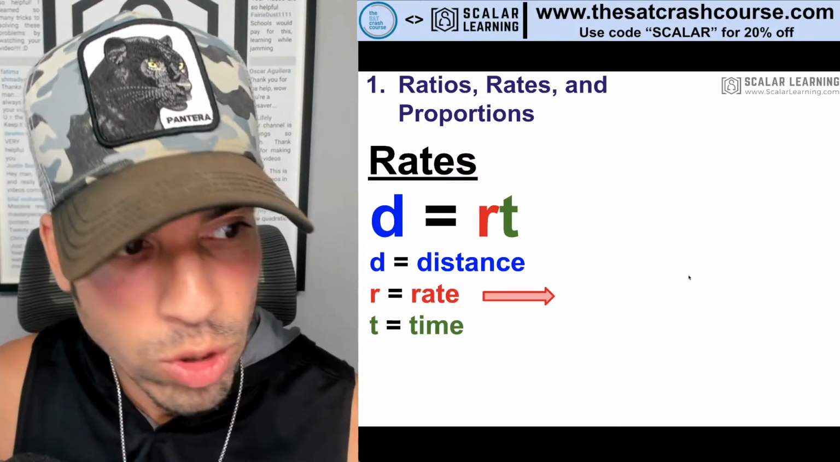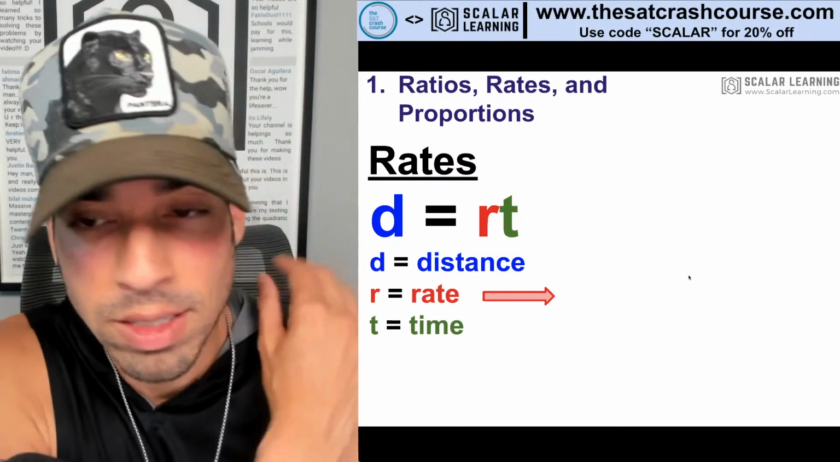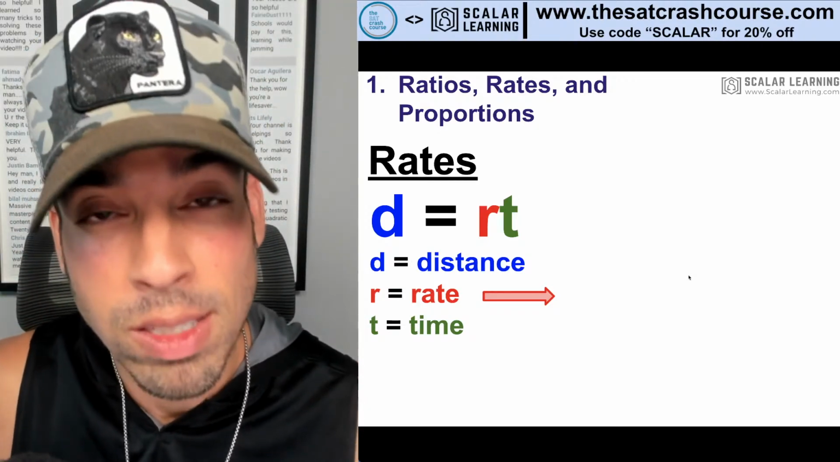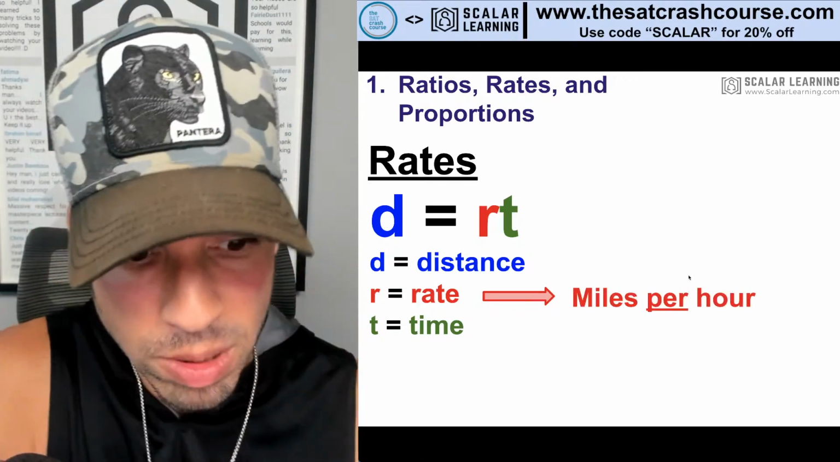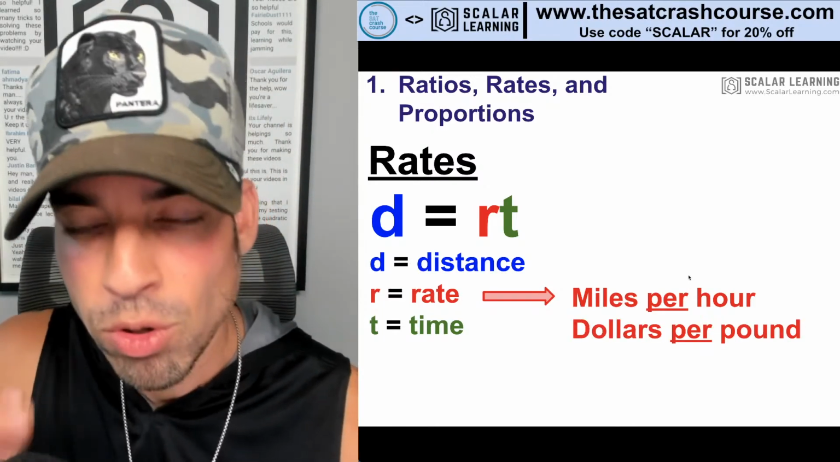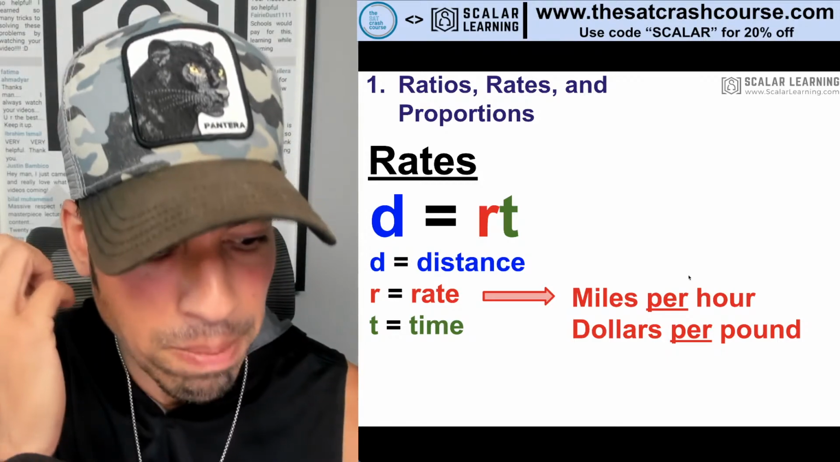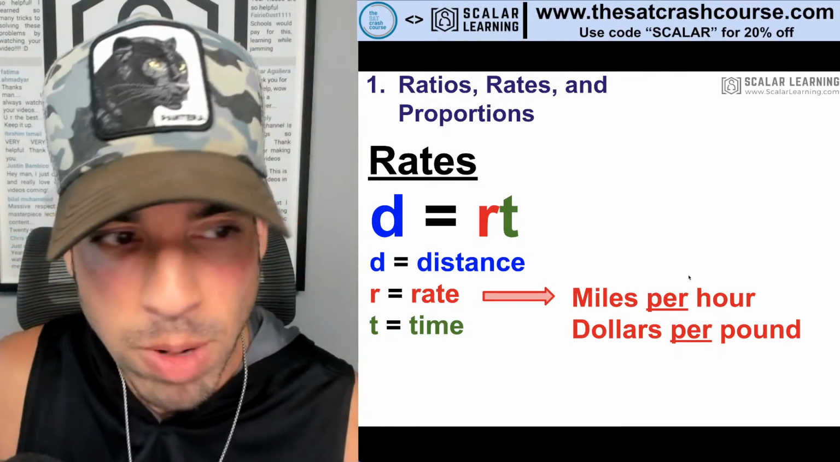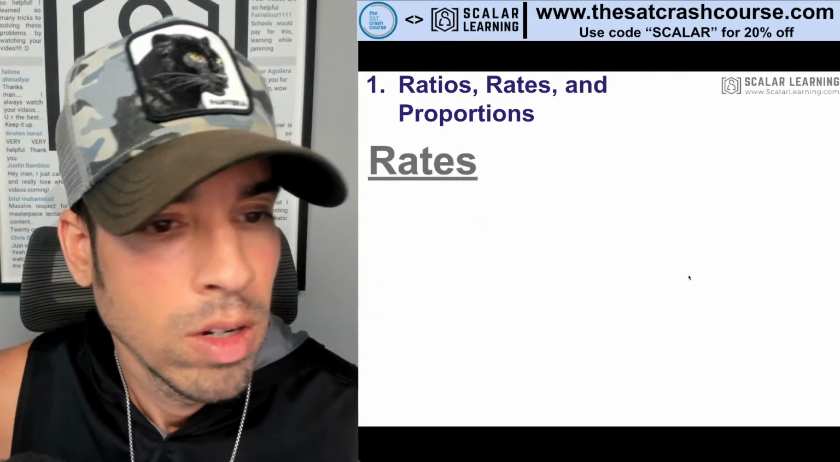Now, again, we're talking about rates. Once again, rate in this case would be like a speed, right? But it's always something per something. So again, our example is miles per hour. Or we could have something like dollars per pound. So we need to see that per word when we're talking about rates, all right?